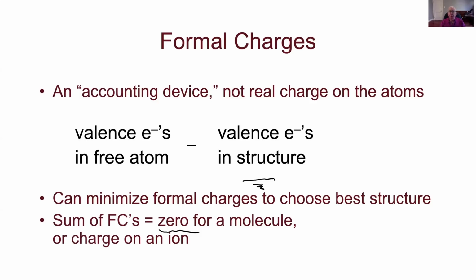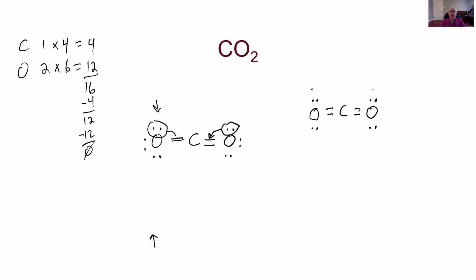So let's see how that would work out for my CO2 case. Here, let's start with the structure that I said I wanted us to choose, right? If I pick the oxygens here, my oxygen as an atom has 6 valence electrons if it's a free atom, right? Now to count how many are assigned to it in the structure, I'm going to give it full credit for the dots.